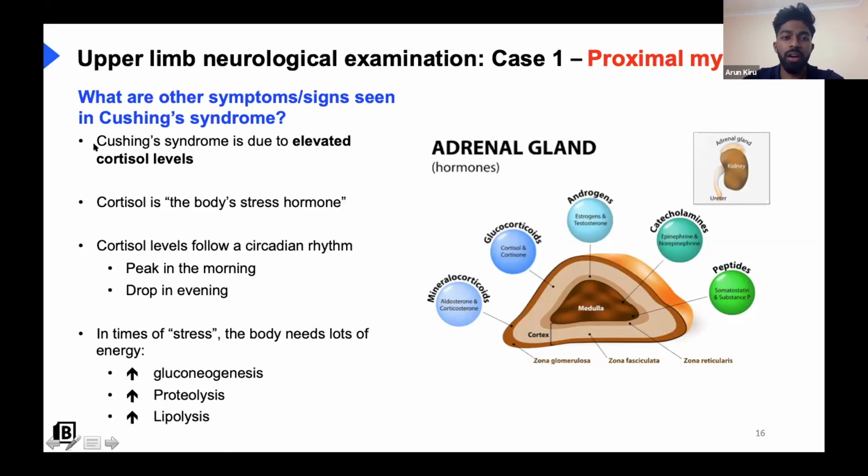So when cortisol levels are high, we've got loads of glucose, which causes things like diabetes and obesity. We've got breakdown of protein, so we've got proximal myopathy. We've got abdominal striae because our muscles and our skin break down. And we've got loss of our fats, so therefore we get different symptoms from that as well. So that's why cortisol levels in Cushing's give us these symptoms that we've talked about.